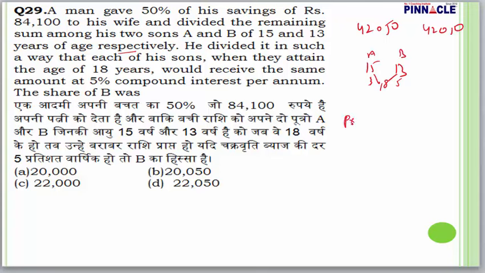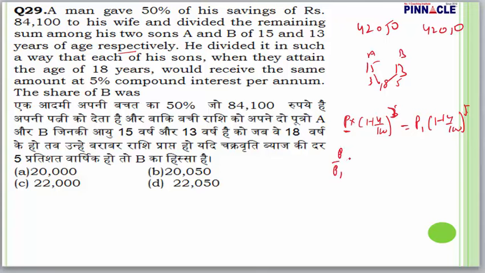You can say P into 1 plus R by 100 for 5 years, this is B, and A is 3 years. And this would be equal to P1 into 1 plus 5 by 100 to the power of 3. This is the principal, and the amount is the same in both cases. A's age is 15 and after 3 years he will become 18. Here, after 5 years B will become 18. So this window is 5 years.